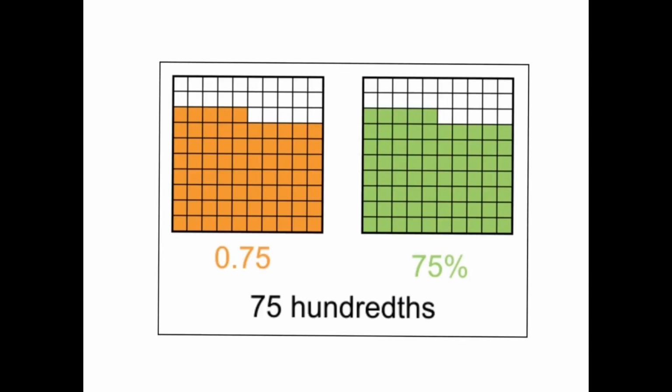As you will see in other examples in your text, percents can also be written as decimals and also as fractions, which we don't see here, but 75 hundredths is written as 75 over 100. So in this particular example, we have the decimal, the fraction form, and the percent.